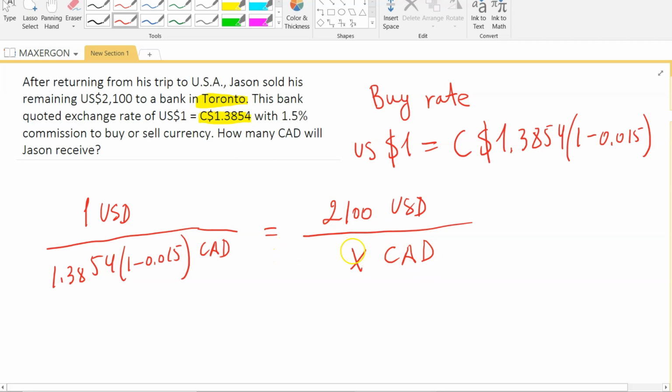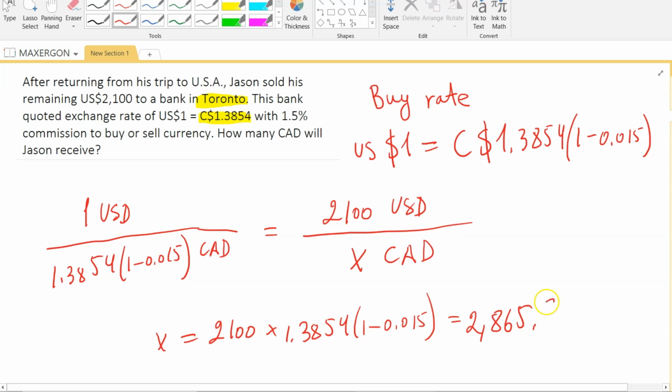Now we'll be resolving this ratio. So X is equal to 2100 times 1.3854, 1 minus 0.015. If we compute it, we'll find 2865.70, rounded to 2 decimals. So Jason will receive $2,865.70 in exchange for his $2,100 USD.